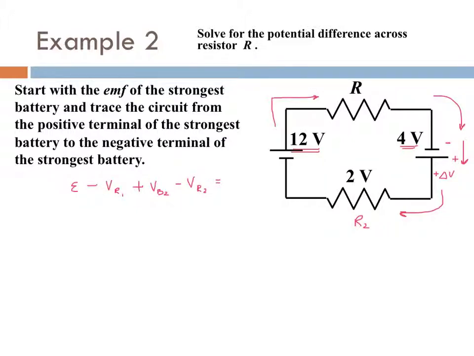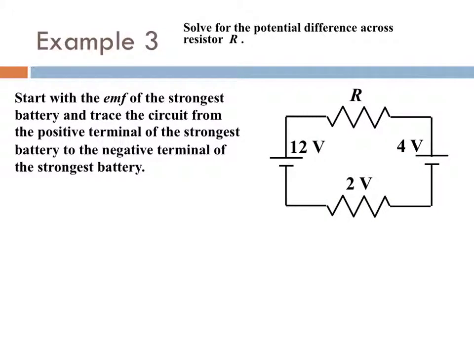Again, no matter what, the potential that we have at the beginning plus all the potential across our circuit has to be equal to 0. So if we plug in all of our numbers, I get 12 minus VR1 plus 4 minus 2, which gives you 14 VR1, or our voltage across our first resistor, equal to 14 volts.